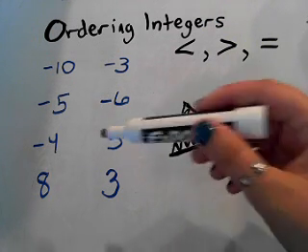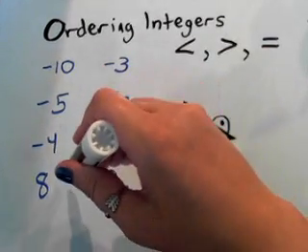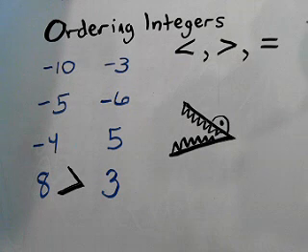Okay, so the positive numbers we probably don't think very much about. What's bigger, 8 or 3? 8's the bigger number, so we need it to open towards the 8. Thinking of the alligator mouth.